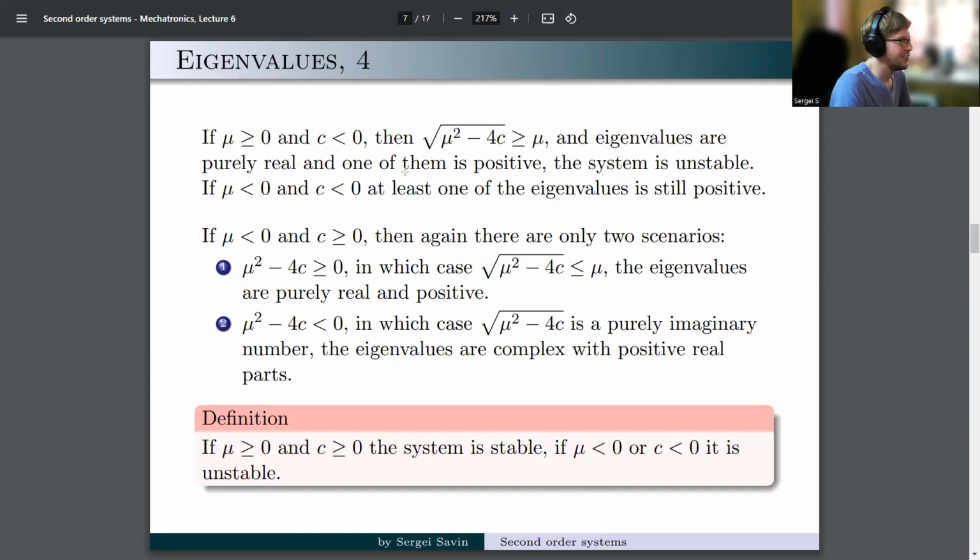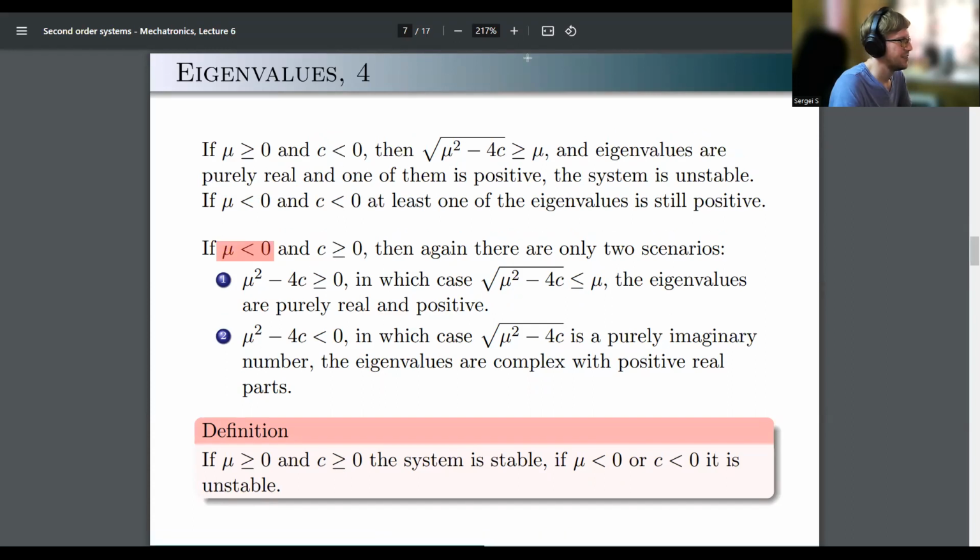Now let's consider this case. Mu is negative. This is the one where I was confident. Maybe I will prove myself wrong right now, so it would be fun. I was confident, remember, that it was unstable. So we'll see during the analysis now if I was correct or not.